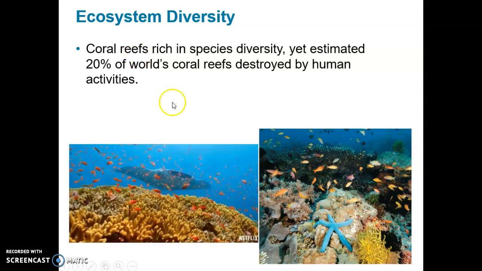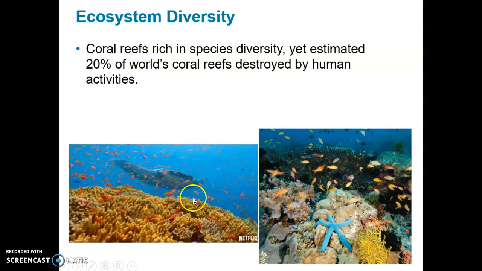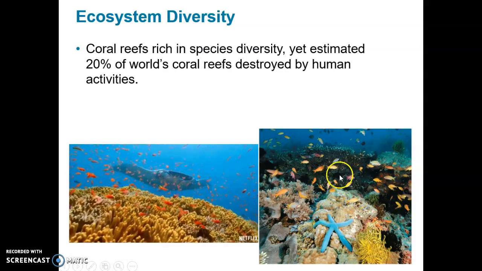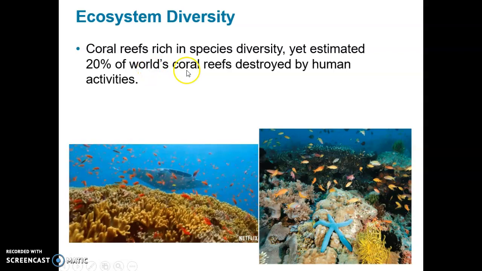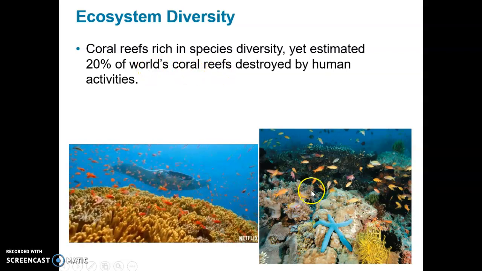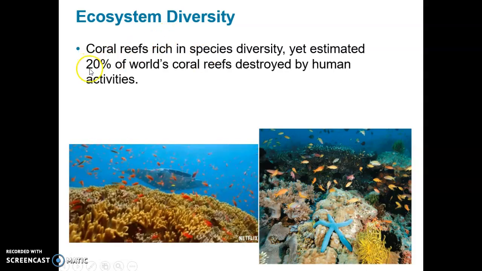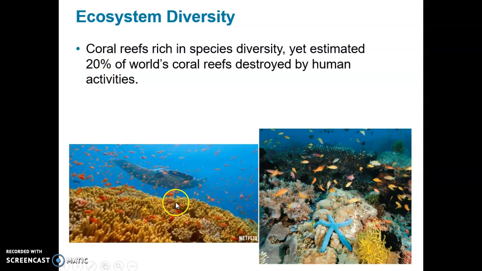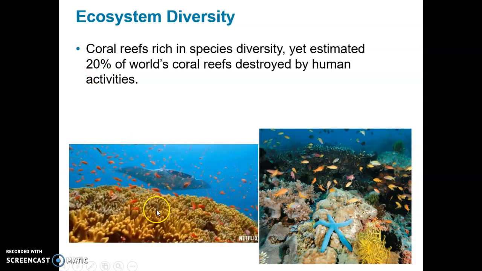Coral reefs, for example, are rich in species diversity. They're considered the tropical rainforests of the oceans. And it's estimated that about 20% of our world's coral reefs have been destroyed through human activity, primarily pollution. And if that rate increases, or if we lose much more coral reefs, well, the impact will be immeasurable.